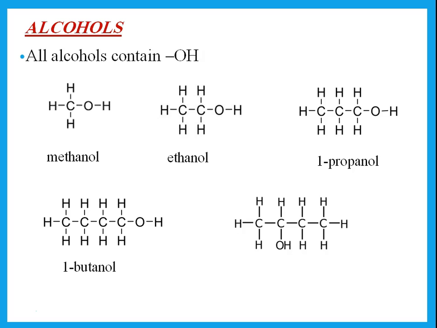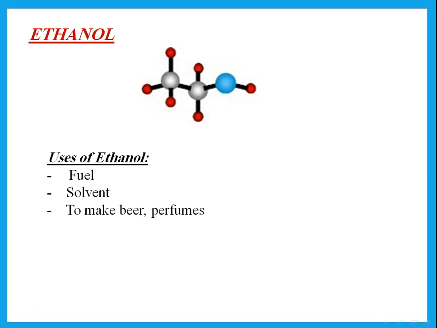Now this one, if I count from one end, it is 1, 2, and that's the carbon that has the OH. If I count from the other end, it is 1, 2, 3. So is this 2 butanol or 3 butanol? We said we choose the side that gives the lower number. So this is called 2 butanol. Do we understand that? Okay.